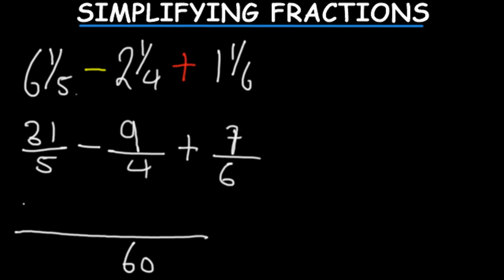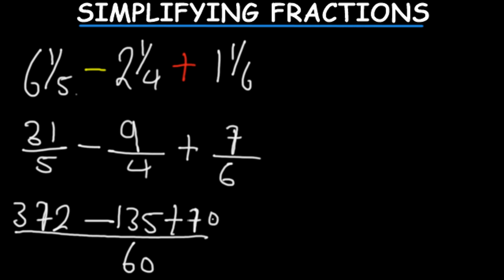So we have 372 minus, 60 divided by 4, that's 15. 15 times 9, so that's 135. Minus 135, plus 60 divided by 6, that's 10. 10 times 7, that's 70. So we have 70.